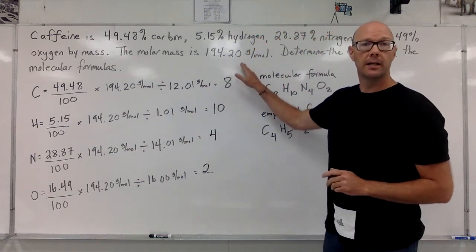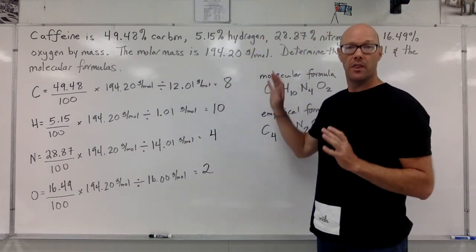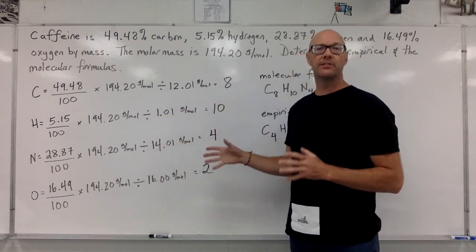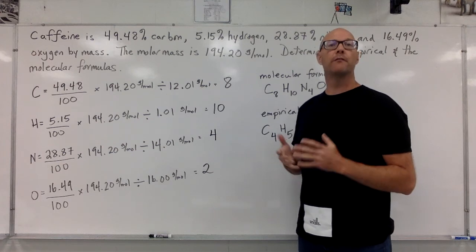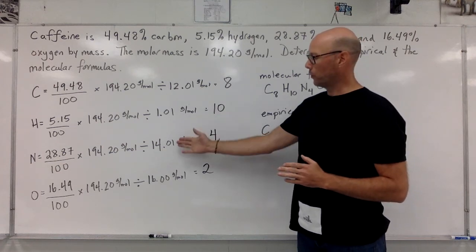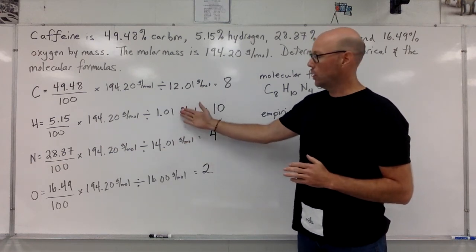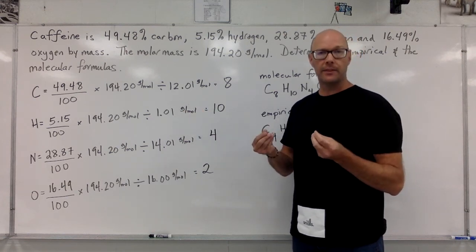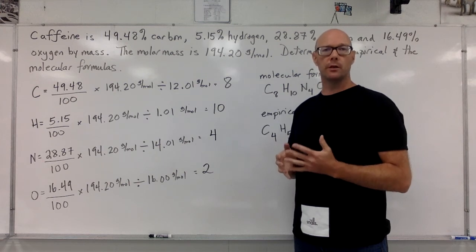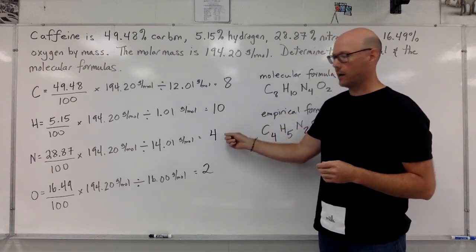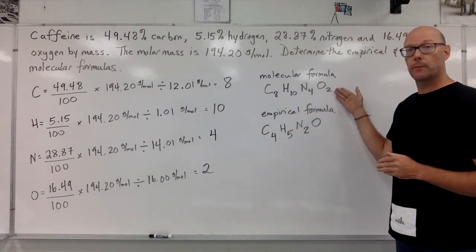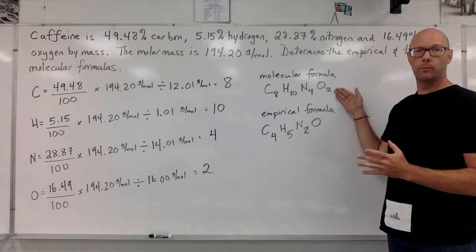The molar mass came from the question. Then we divided by each element's atomic mass, which came off of the periodic table: 14.01 for nitrogen, 1.01 for hydrogen. The answer that we get there, we must round off to the nearest whole number. No decimals down here. And these values become the subscripts of the molecular formula.